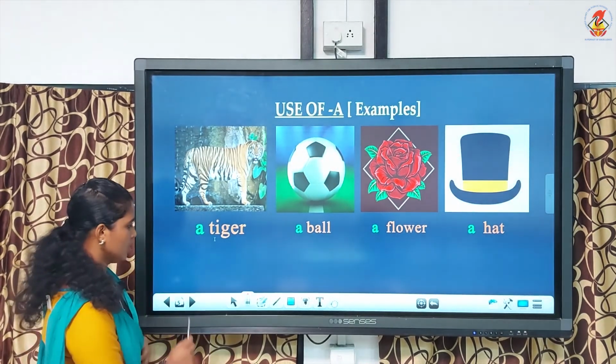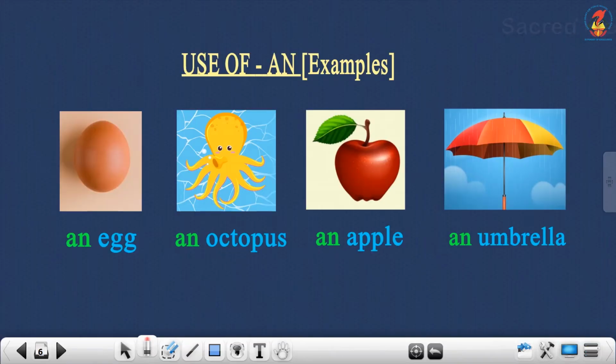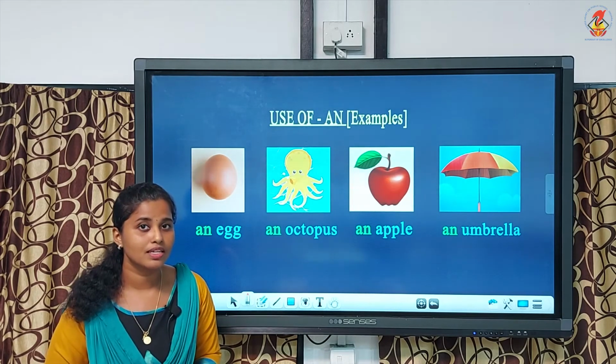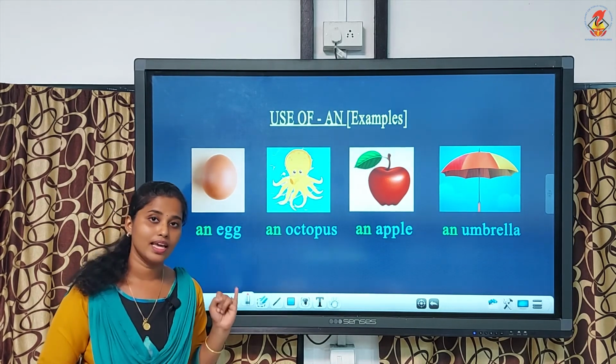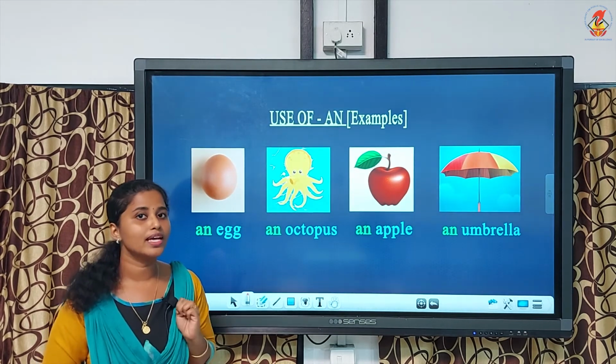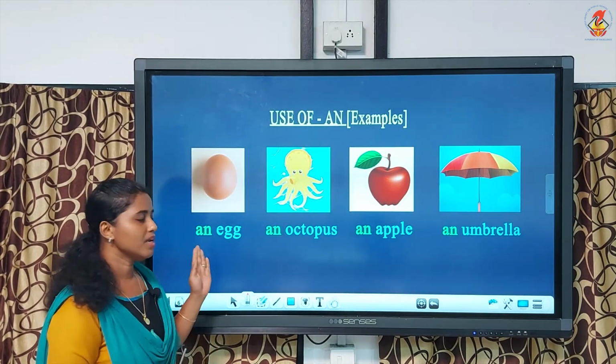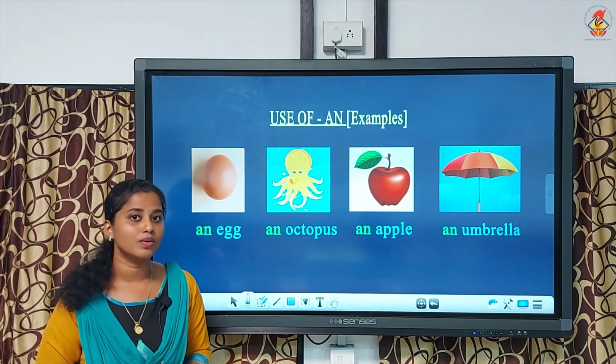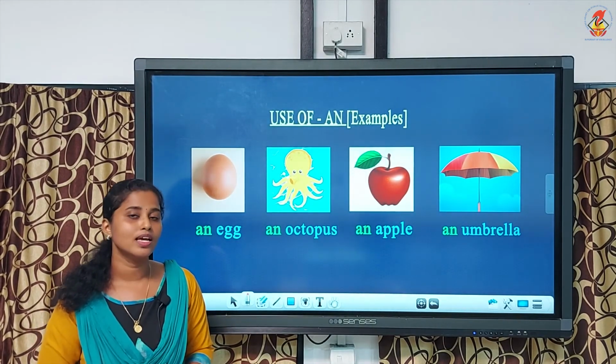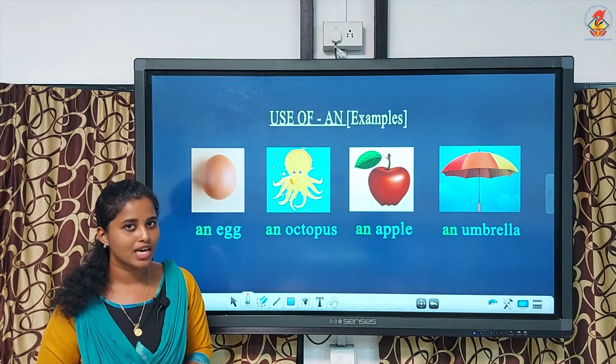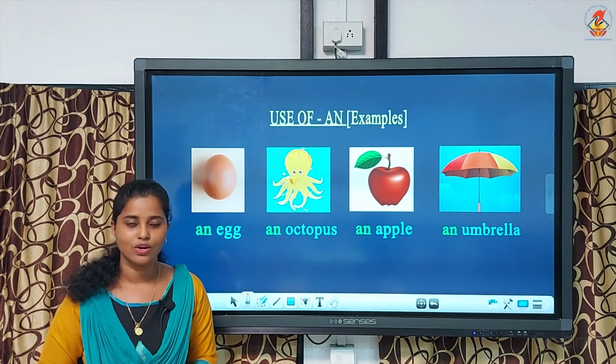Now we'll move on to the second brother, article an. Now an is used before the naming word that begins with a vowel sound. So which are the vowels, children? They are A, E, I, O and U. So if the naming word begins with a vowel sound, you should write the article an.